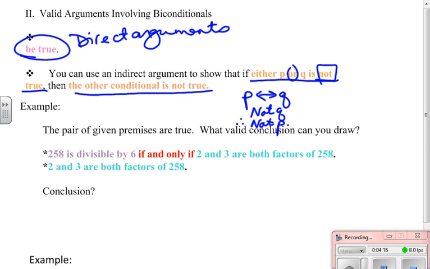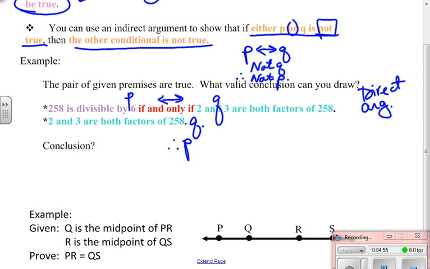Given the premises below: 258 is divisible by 6 if and only if 2 and 3 are both factors of 258. So this is a direct argument example, direct logic. I've got P if and only if Q. Q happens, therefore P has to happen. The order doesn't matter with a biconditional and direct logic like it does with just a regular conditional. So my conclusion is, therefore, 258 is divisible by 6.